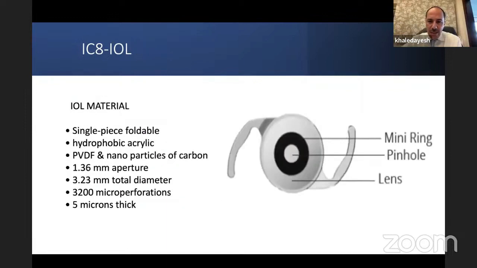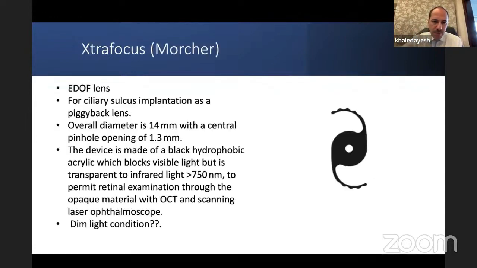Also, the IC8 IOL has a small aperture, 1.36 millimeter. Total diameter of the lens is 3.23, and this black area that we can see is not actually black. There is a micro perforation, around 3,200 micro perforations on this one. This is the Xtrafocus Morcher lens.